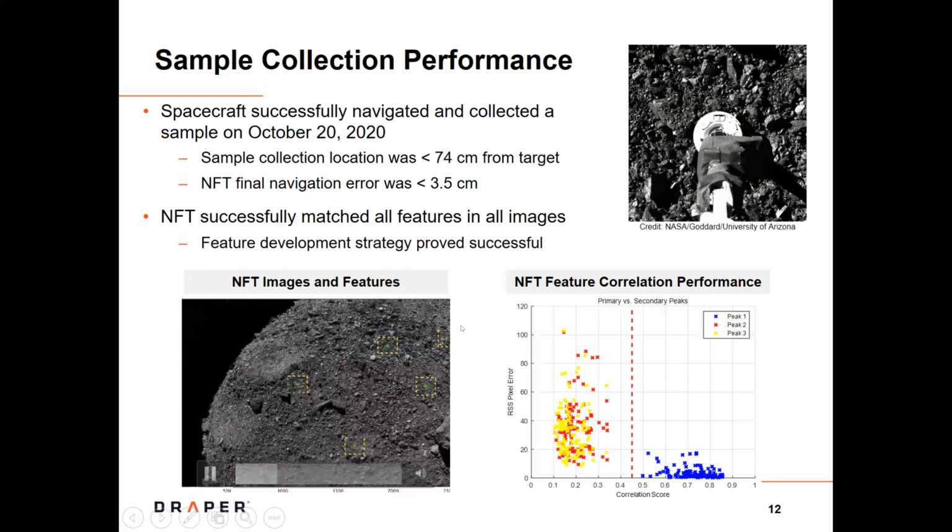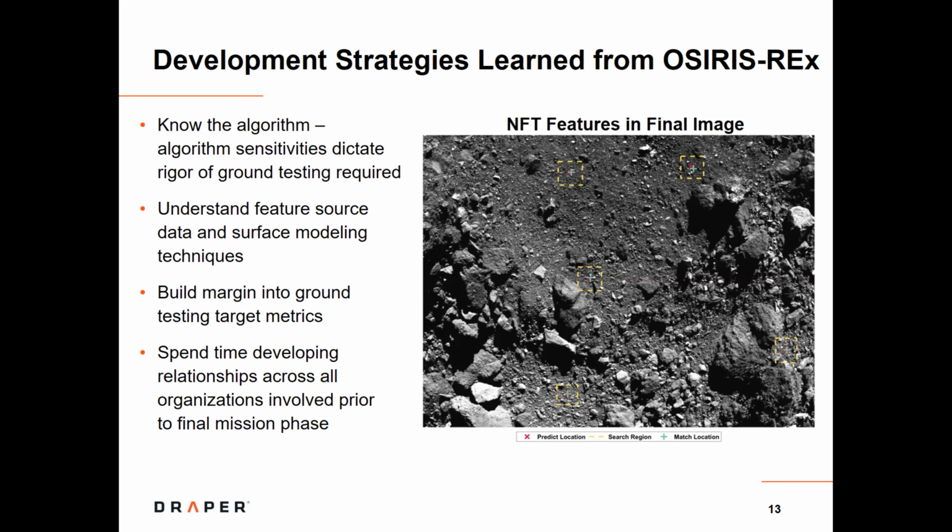So just a few takeaways from all this. I think one of the key things when you're thinking about developing these systems is knowing the algorithm that you have on board. The algorithm sensitivities really dictate the rigor and the level of ground testing required. So in our case with NFT, being only able to process 5 features, and also with how it rendered the shape model features, that really required us to scrutinize each feature individually for the entire catalog.